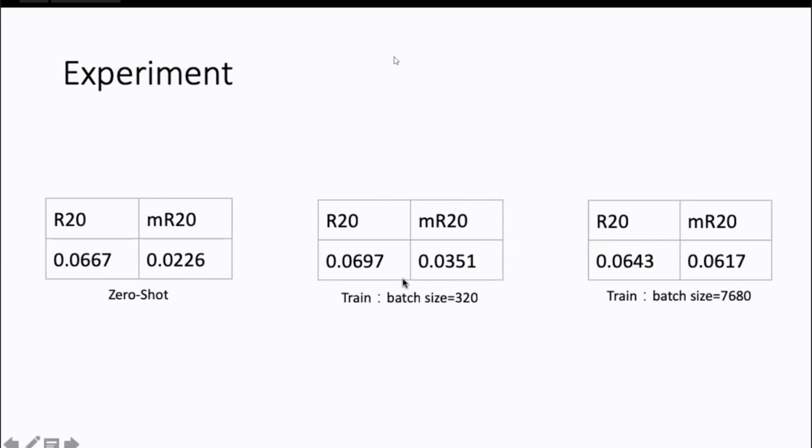Okay, let's take a look at the experimental part. The recall@20 result of the zero-shot on the left is 0.0667. Although it is inferior, it shows that CLIP is still somewhat effective. In the middle, batch size equal to 320 is used to fine-tune, and we find that the mean recall@20 improved slightly. On the right, the batch size is increased to 7,680. Still, the mean recall has improved, but the effect is still poor.